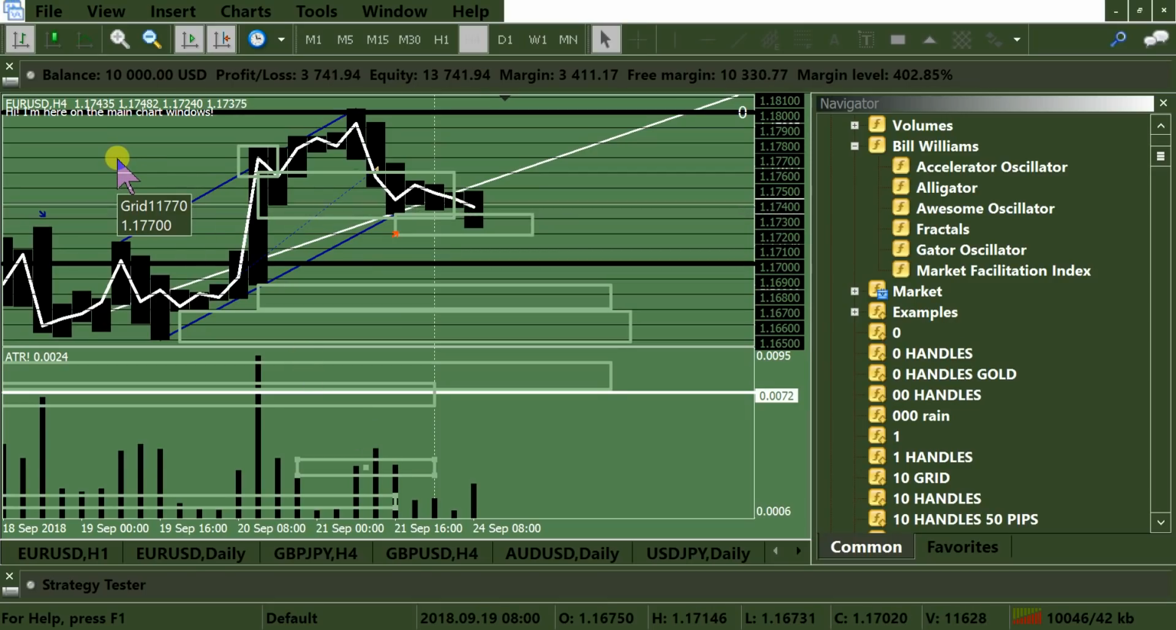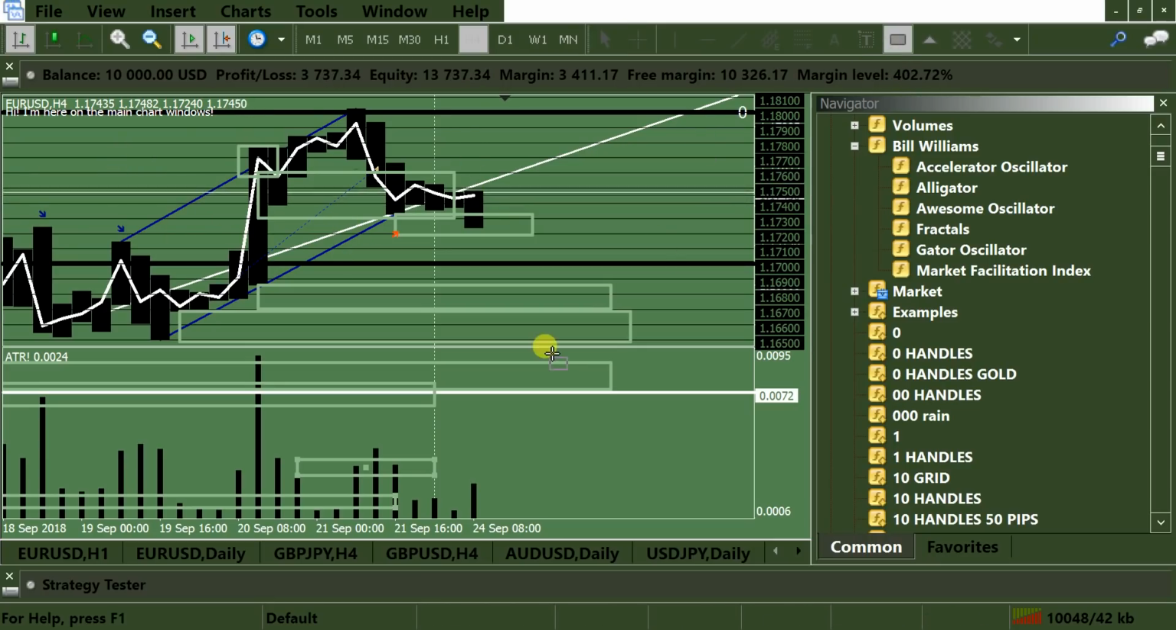Telling me, okay, well, I can't get in now. It stops. This is the robot I'm trying to build, is that we only take trades when the true range is here. Right? We only get in on these baby bars. This bar is too big.